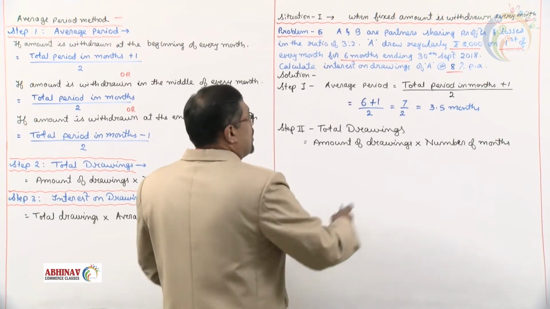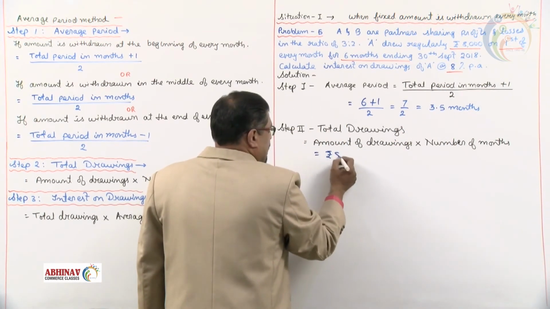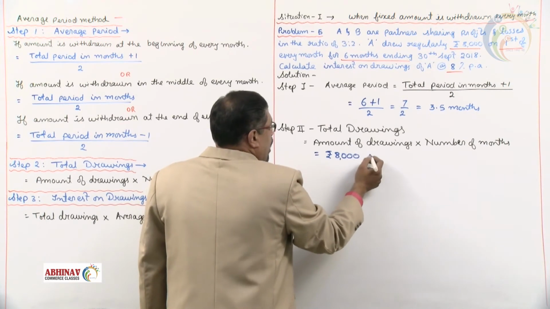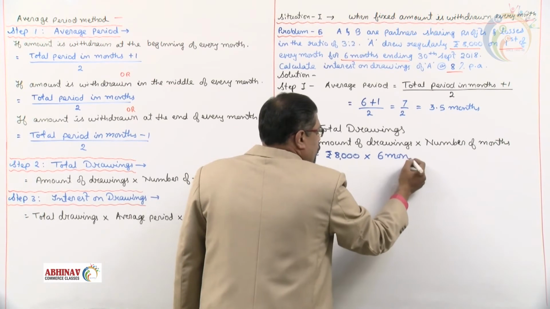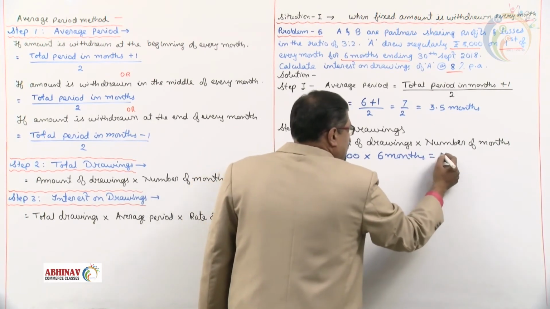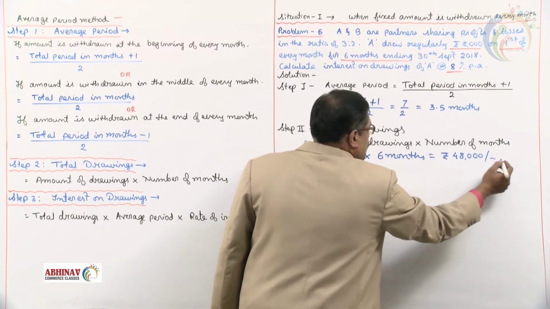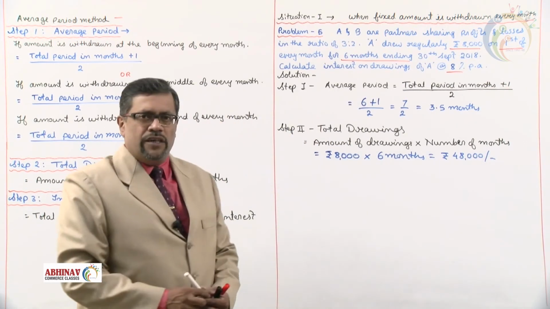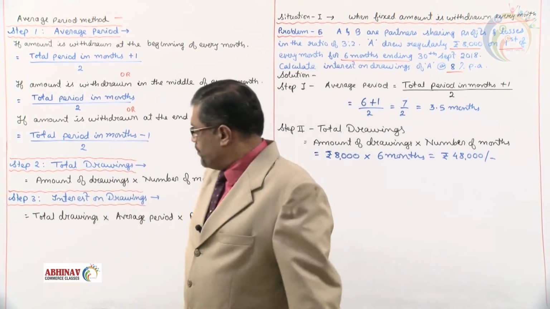Amount of drawings. How much is the amount withdrawn at the beginning of every month? Rupees 8,000. For how many months is the amount withdrawn? 6 months. So we multiply that by 6 months. 8 sixes are 48 and 3 zeros. Total drawings are 48,000.